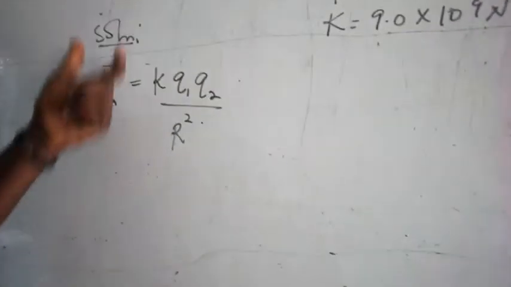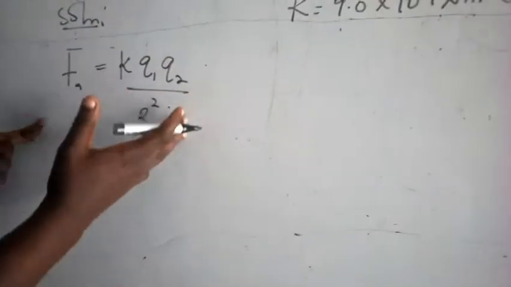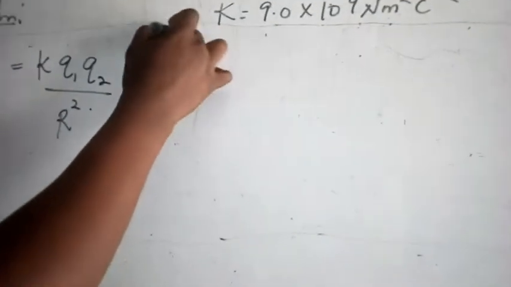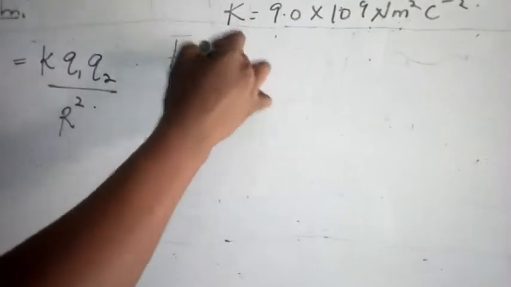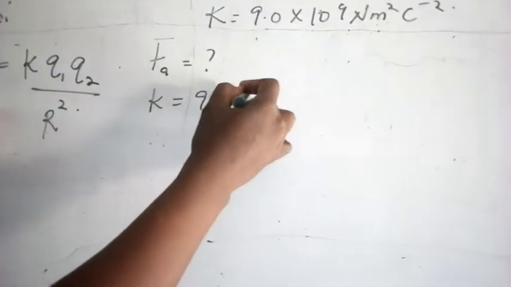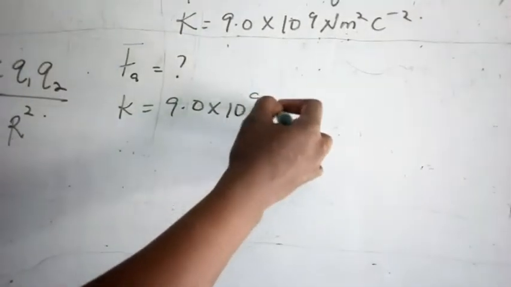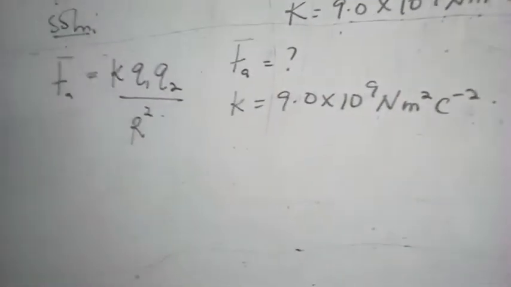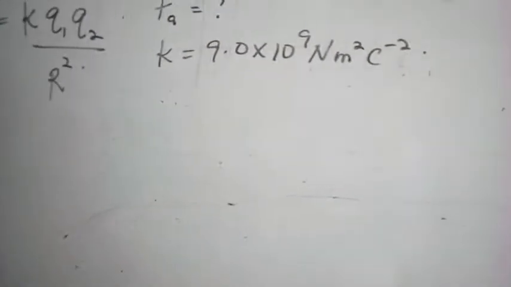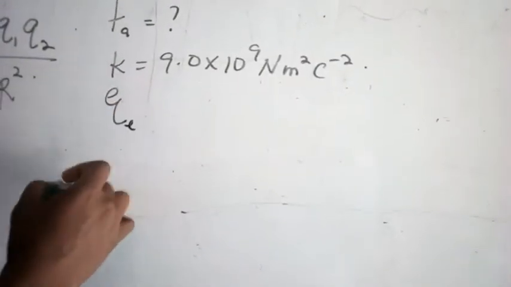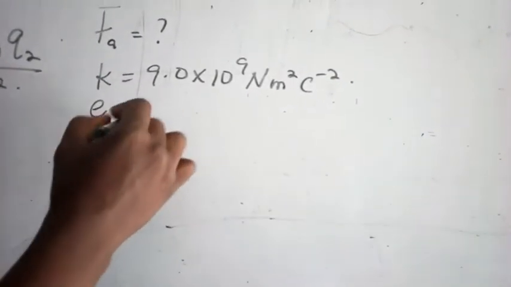Now, before you start writing, you can write down your formula, also your parameters. So we are looking for the force of attraction. We don't know it. We have our K as 9.0 times 10 raised to the power 9 Newton meter square per coulomb square. This is really required in physics if you want to make your physics interesting and easy. So we have the electron charge, which is Q.